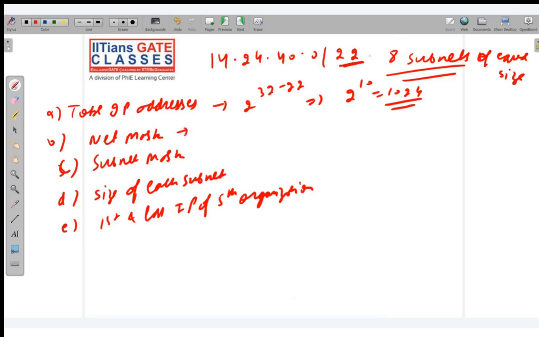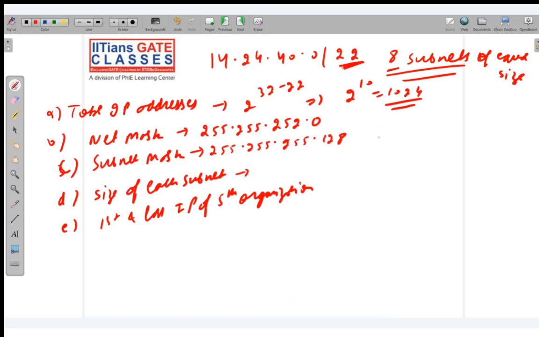Net mask is very easy, 22 ones. So 22 ones means first 8, 8, 16, and if I put 255 it will be 24 ones, but we need 22 ones, so subtract 3 and you will get 252.0. Any doubt? No, sir. Okay, subnet mask: 8 subnets, so you will borrow 3 bits. 3 bits borrowed means 25 ones you will get. So what is the value of 25 ones? 255.255.255.128. Is it okay now?